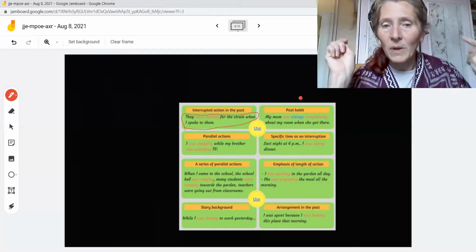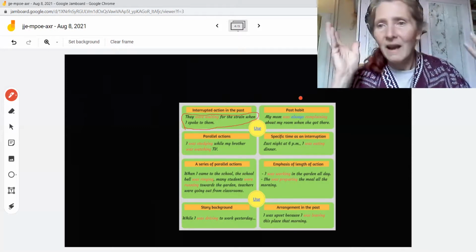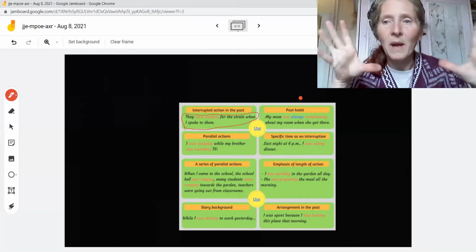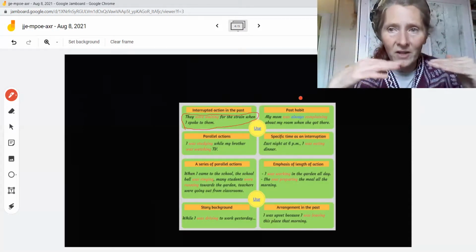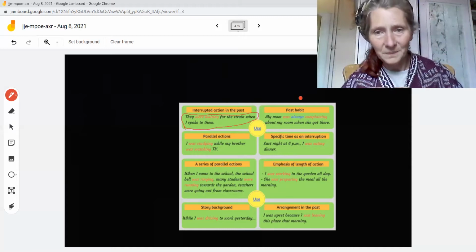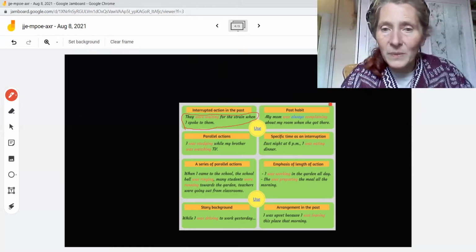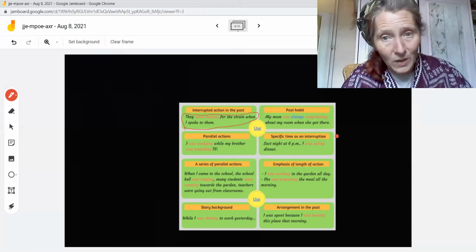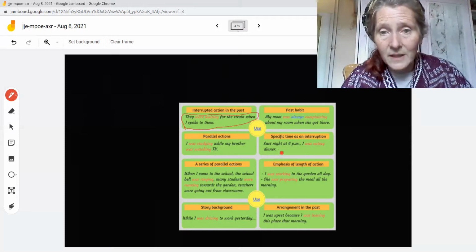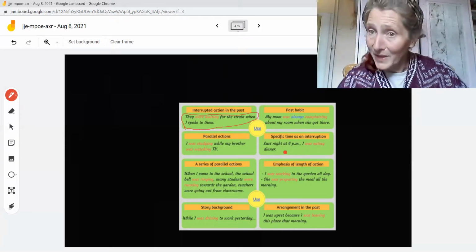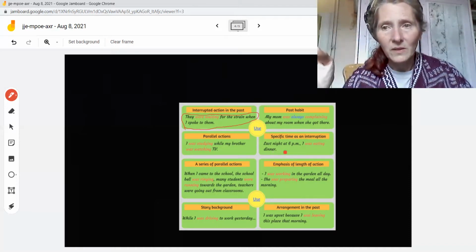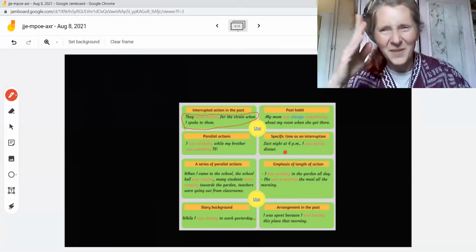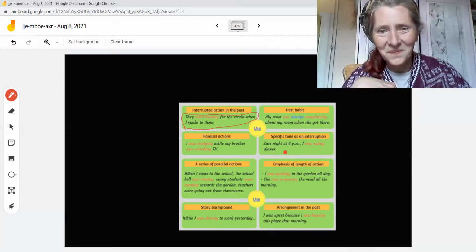I was watching TV while my brother was watching TV. I was eating dinner while my mother was cleaning the kitchen. Okay, parallel actions all going on at the same time. Now we have specific time as an interruption. Last night at 6 p.m., I was eating my dinner. Okay, so we have a specific time stated, but you can still use the past continuous because that specific time is kind of interrupting the action.